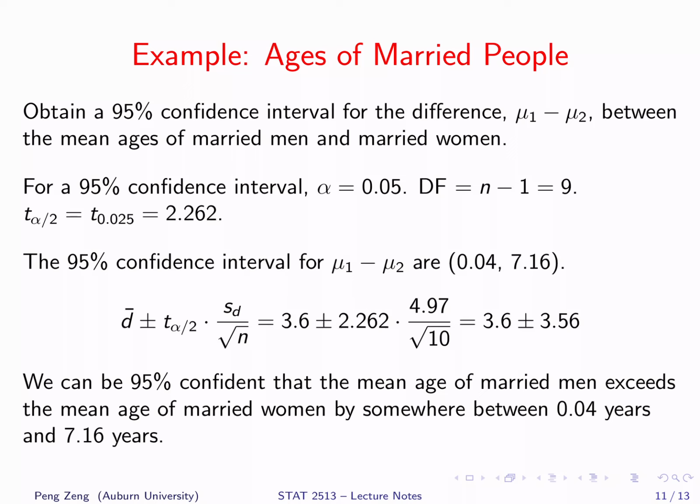Plug in values and do the math. We get the endpoints are 3.6 plus or minus 3.56. We can be 95% confident that the mean age of married men exceeds the mean age of married women by somewhere between 0.04 years and 7.16 years.